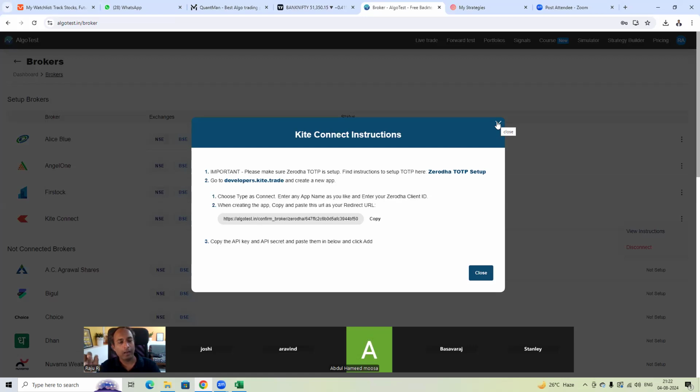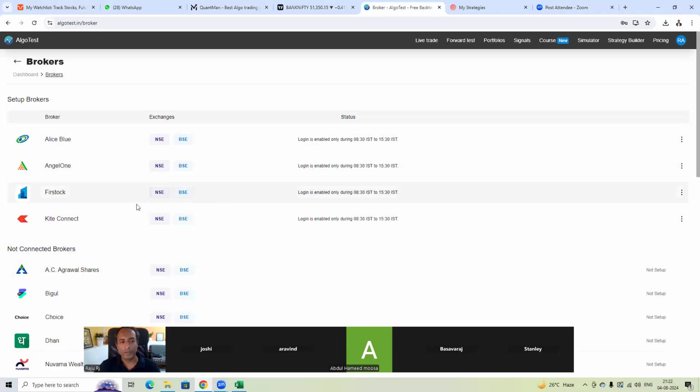If I go for other brokers, all APIs are free. Alice Blue, Angel One, Firstock, all these brokers are giving a free API. No need to pay anything to the broker. Earlier I also went with Zerodha, but 2,000 rupees is on the higher side unless you have around 15 to 20 lakhs. If you are paying 2,000 rupees per month and have a capital of 5,000 rupees, it won't work out that way.